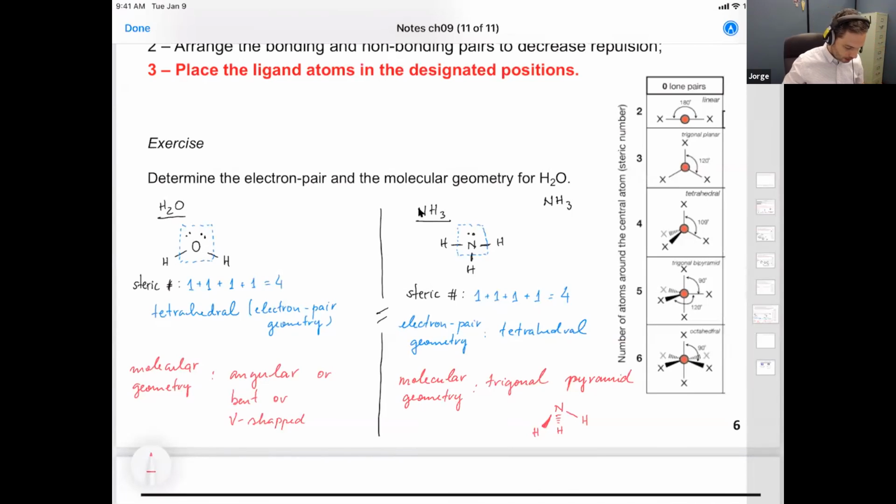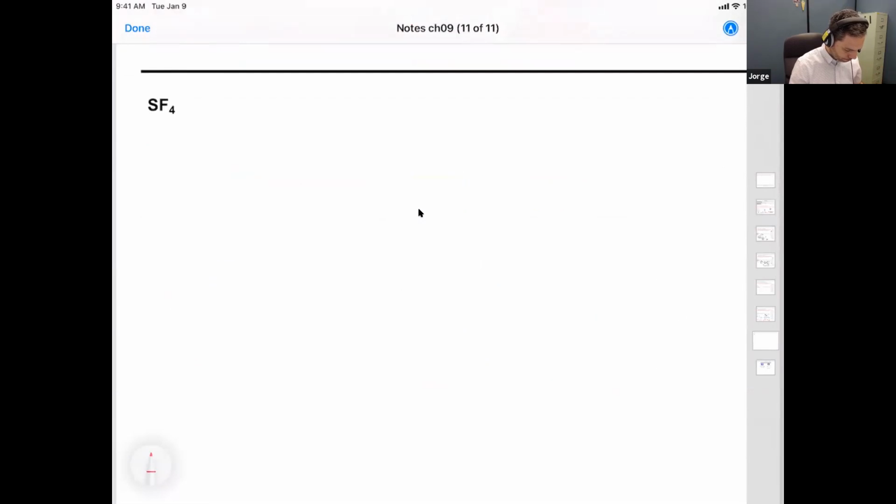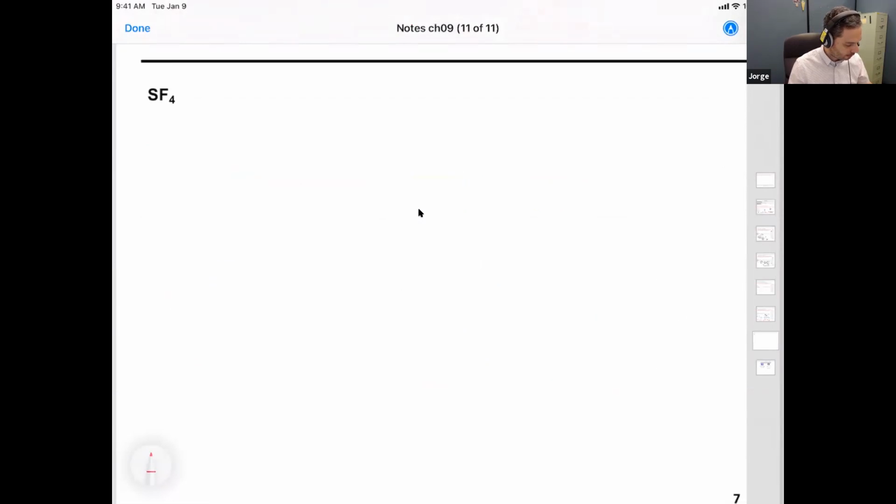Okay, very good. Let's tackle here a final example, and then we are going to move on to polarity of molecules. So let me give you a couple of minutes to try to set up the Lewis structure of the compound, and then the electron pair geometry, and then let's draw the molecular geometry.